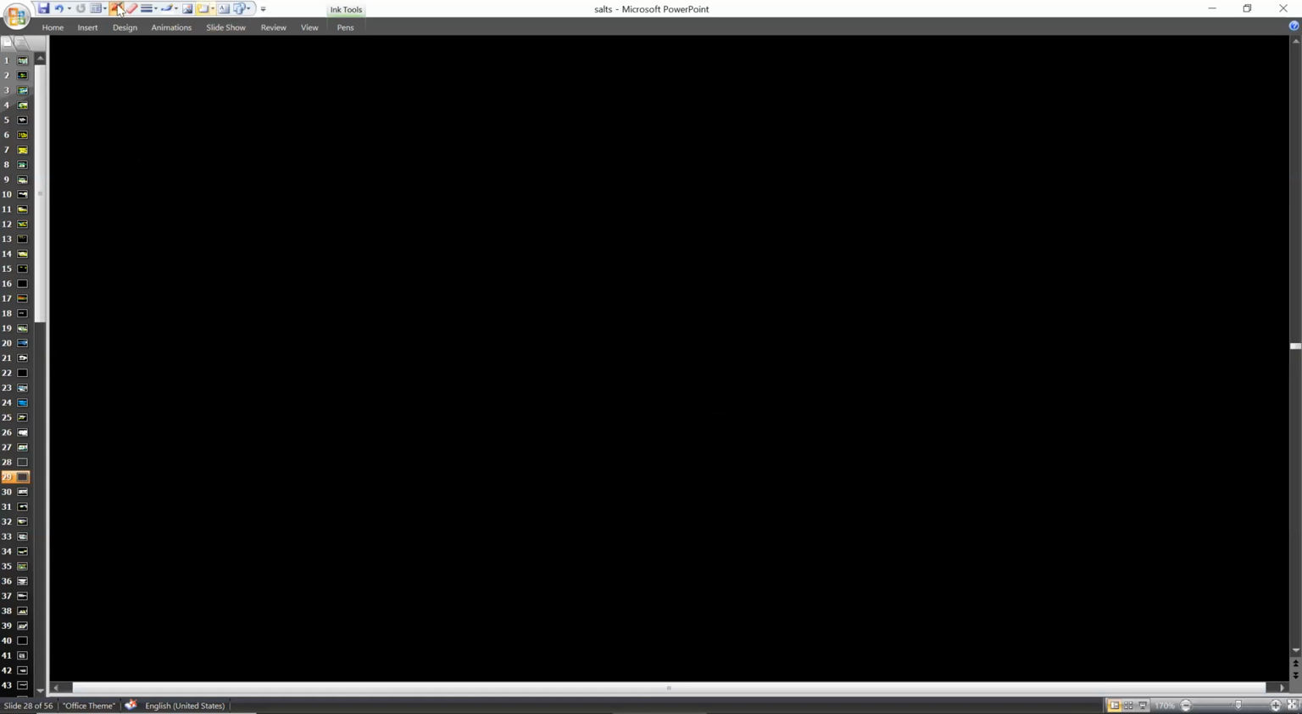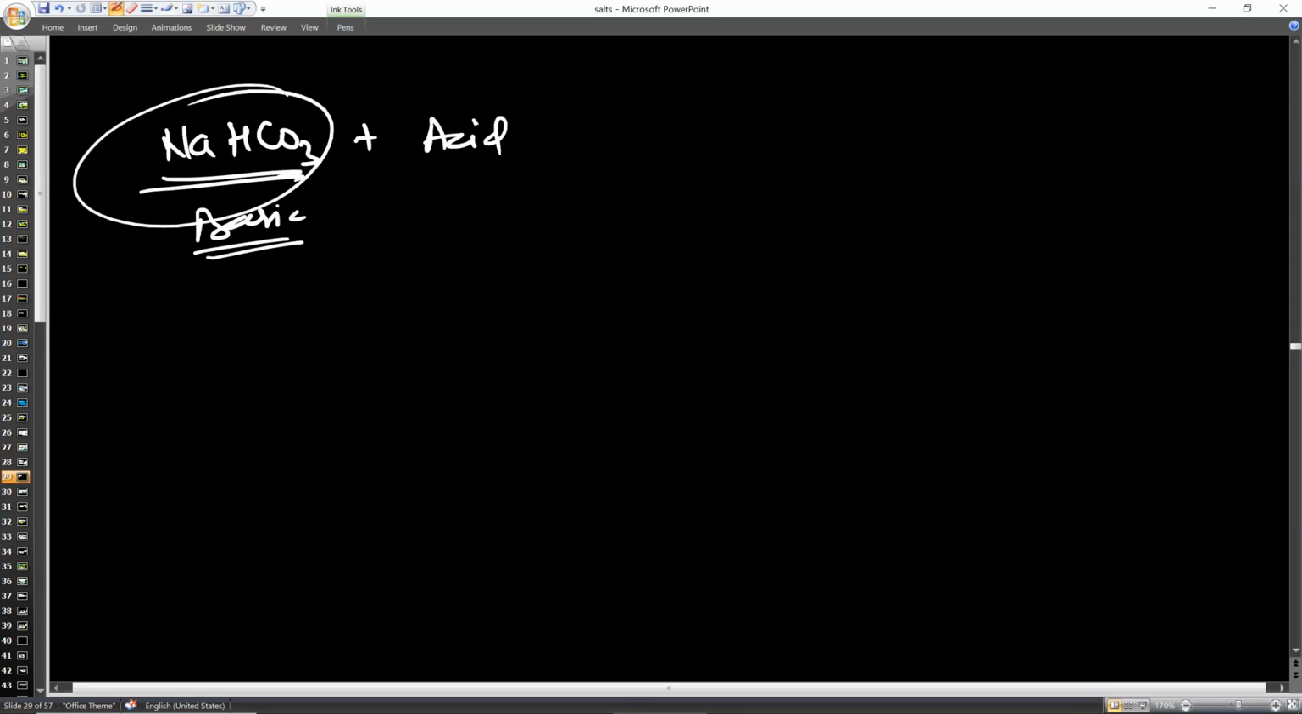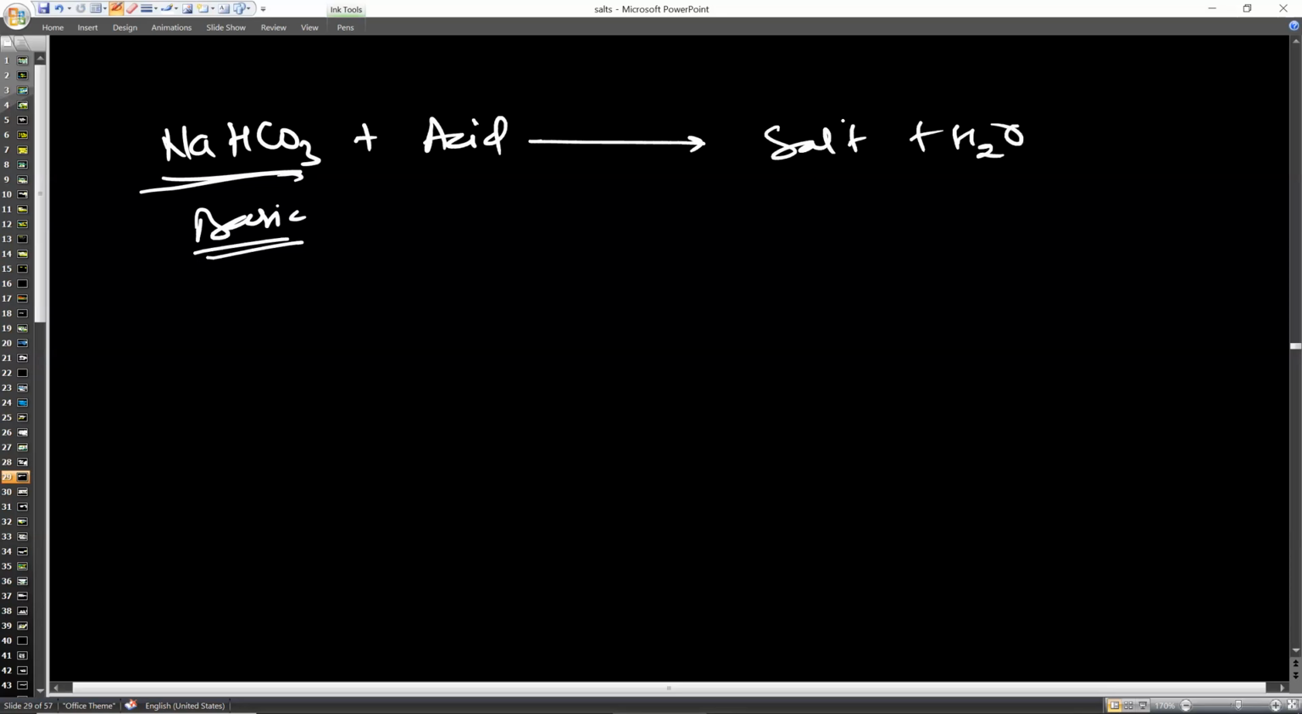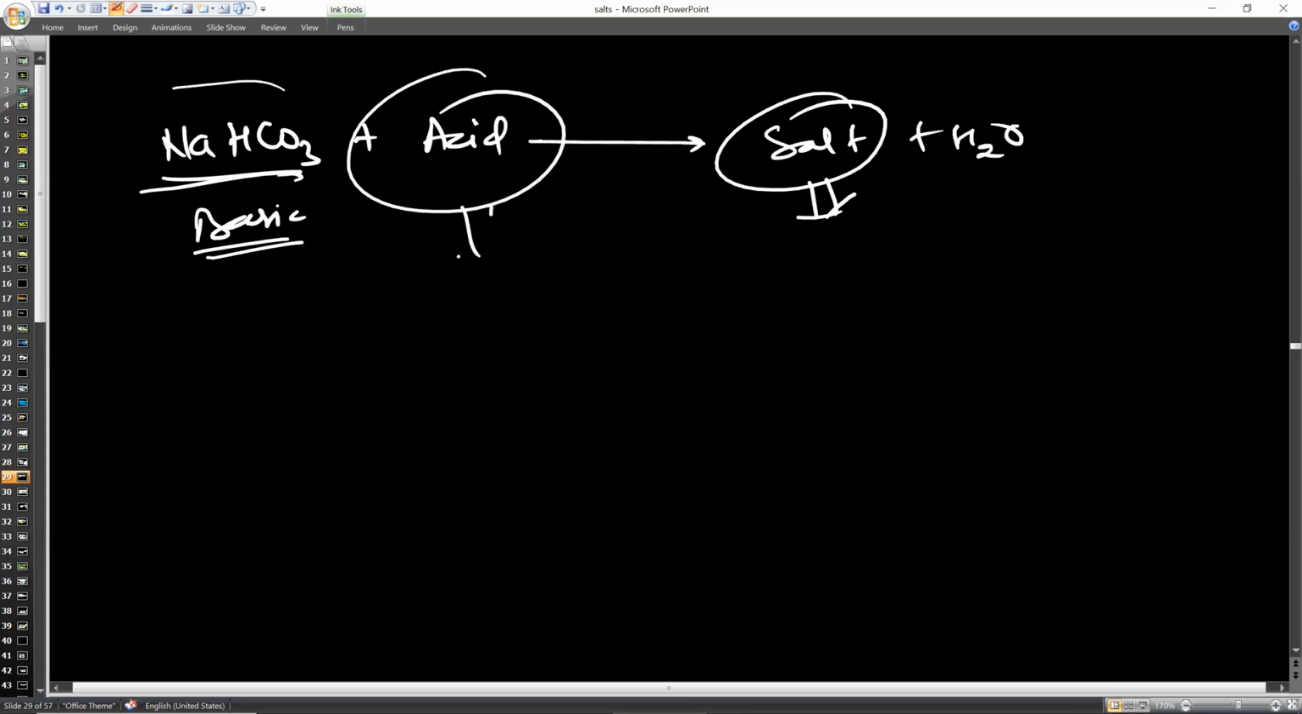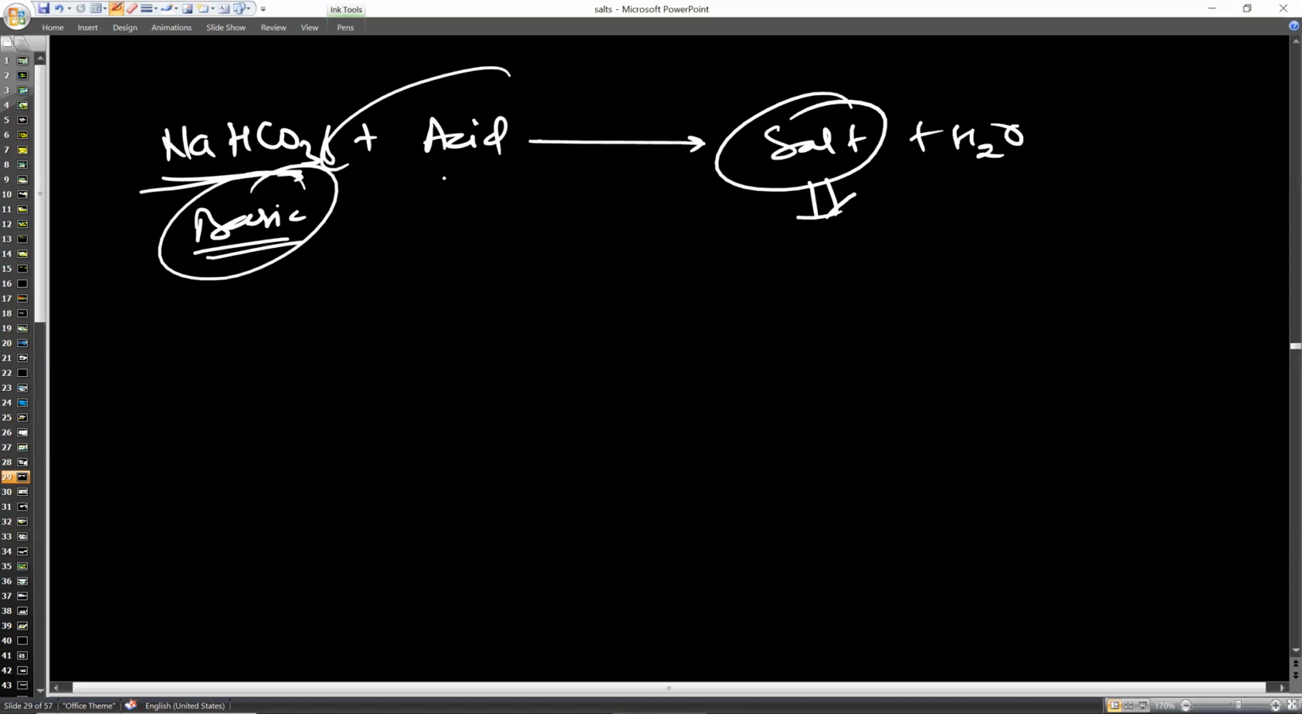So when this sodium hydrogen carbonate is treated with some acid, actually it is basic in nature because it has a bitter taste. Okay, it is a salt, but it is a basic salt. So a base when added with acid will give you salt plus water. This acid will neutralize the bitter taste of this one, because this base is treated with acid. So acid plus base will give you salt plus water, which is neutralization.